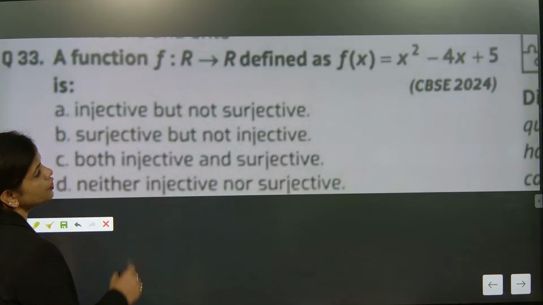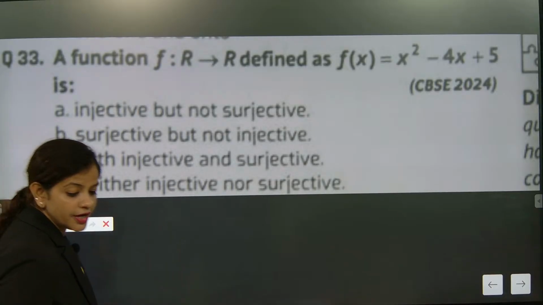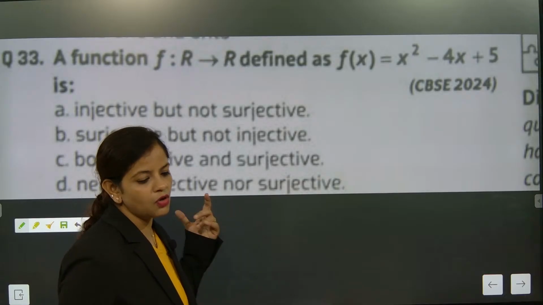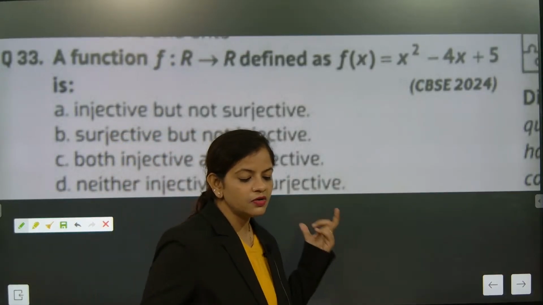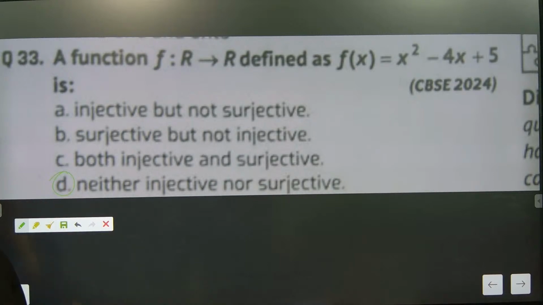Next part: is it going to be onto or not? When we solve this part of the question, it is not going to be onto. Quadratic is neither one-one nor onto. So the moment the neither one-one nor onto concept comes, option D will become the correct answer. Understood? We'll go for the next question.